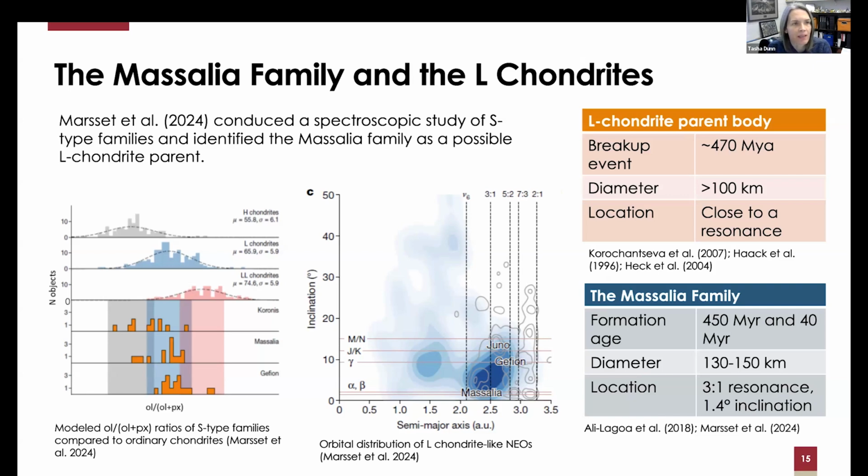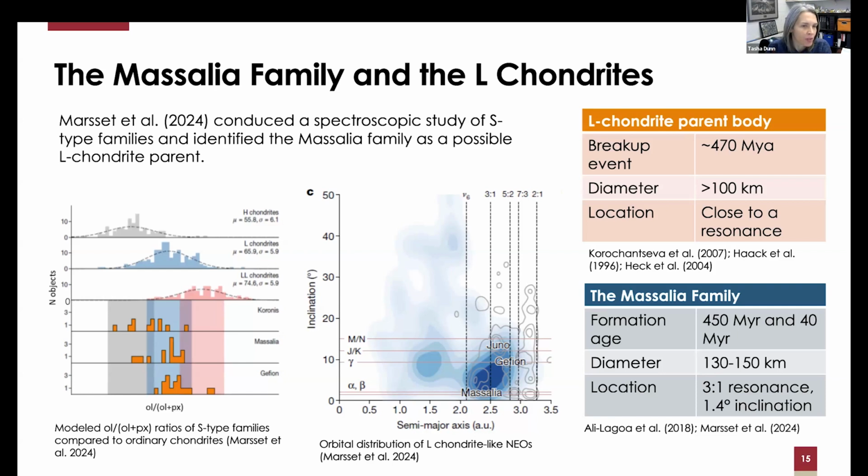So in a very recent study, just this past fall, Marsset et al. conducted a new spectroscopic study of all S-type families in the main belt. They basically used a radiative transfer model to determine mineral abundances of all of these families and confirm the compositions of families as determined in previous studies, like, for example, the Flora family and the LL chondrites. But there were two big exceptions to this, the Massalia family and the Phocaea family, which I'm probably saying incorrectly. But the Massalia family is the important one here.